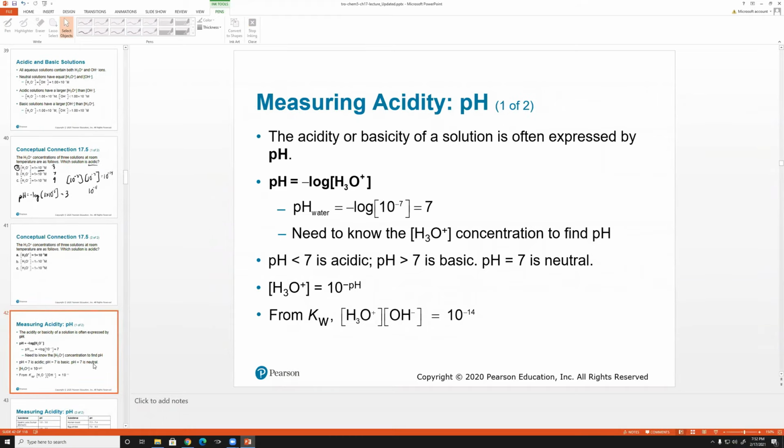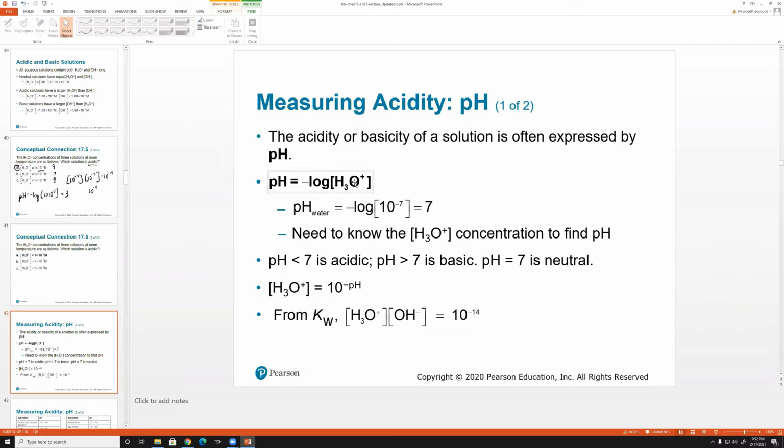So the correct, or the most efficient, way of calculating acidity or basicity is the pH. It is derived from the Kw, what we just learned, that in any aqueous solution, H3O+ times OH- is going to be 10 to the negative 14. And of course, a pH that's less than 7 is acidic, a pH that's greater than 7 is basic, and equal to 7 is neutral.